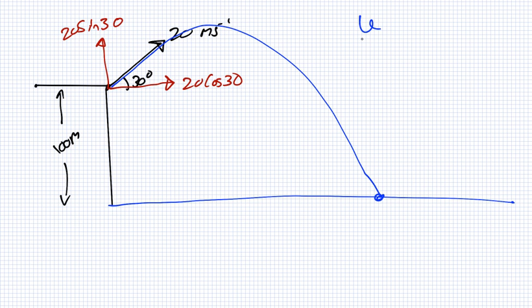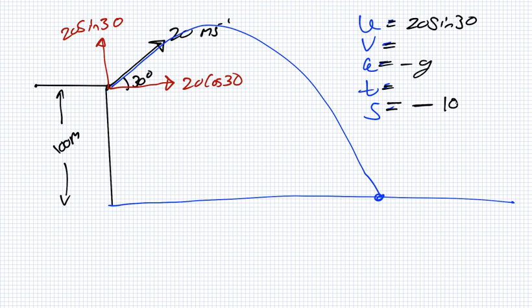So this is a UVATS usual problem here. So the U is 20 sin 30, the V we don't know, the A is minus g, the T we don't know, it's what we want, and the S, and here's the important thing, is minus 100.